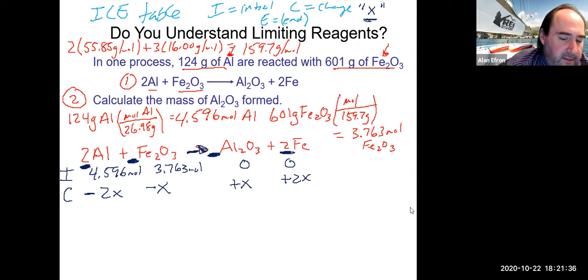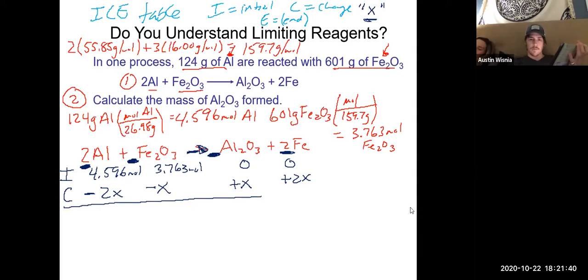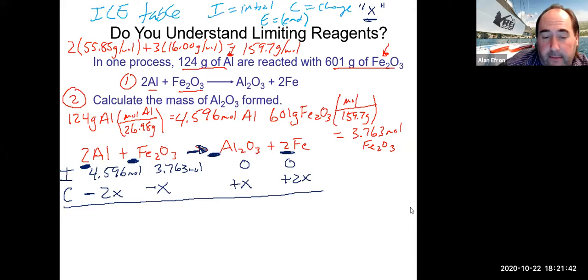Any questions on that so far? Do we not care about phases? For what we're doing here, not particularly. You could put them in. It really has no bearing on the calculation, so that's why they're probably left off here. But you could put them in if you want. It won't make that big of a difference. Pretty much, the aluminum by itself would be solid, iron on the back end would be solid, and the other two would probably be something like aqueous.